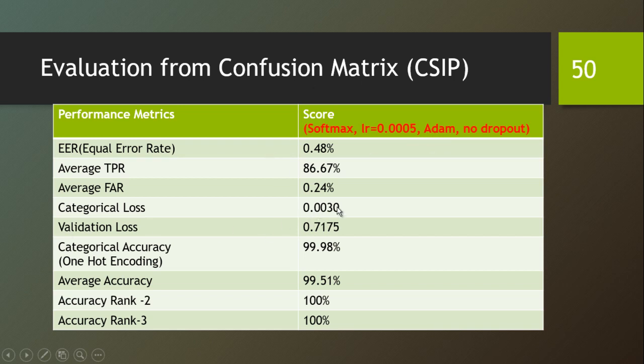The categorical loss was 0.0030. For validation loss, I have reported categorical accuracy, which was captured at 99.98 with one hot encoding. Average accuracy was 99.51, and rank 2 accuracy was 101. Rank 2 accuracy is basically the model correctly recognizing the person on the second guess, and on the third guess it was also recognizing correctly.